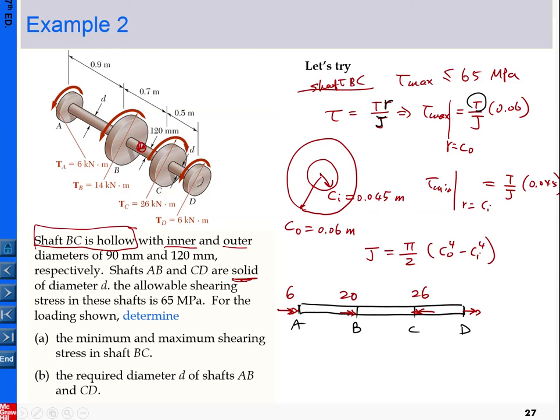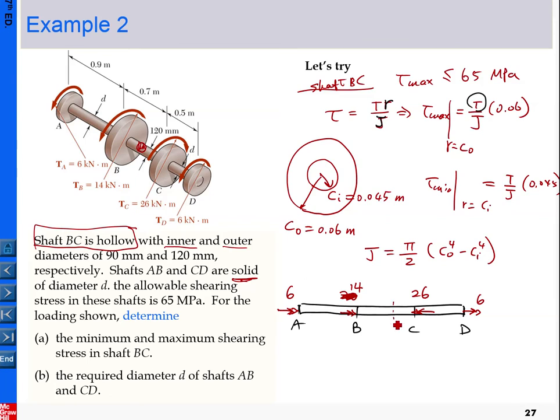That's a 6 here. Let's see if that is in equilibrium. Oh, here is 14, sorry, so that is not 20, it's 14. Right now you can see 6 and 14 to the right, and 26 to the left. So this is good. Now we want to answer our question: what is the torsion in segment BC?